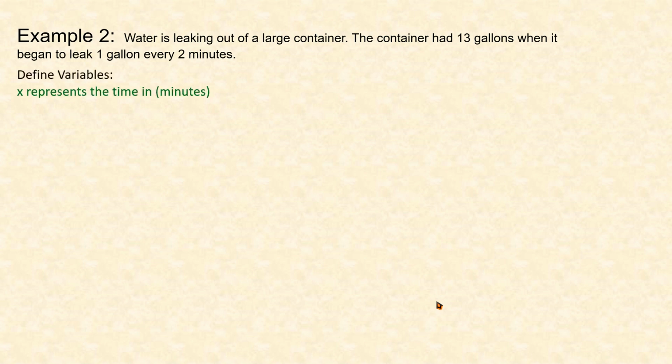X is going to be the time in minutes, and Y is going to be the amount of water in the container. The equation. First of all, 13 is your number in the back, right? The b, because you started out with that. But it's leaking 1 gallon every 2 minutes. Now, normally we're used to like 1 gallon every minute, 3 gallons every minute. That would be your slope.